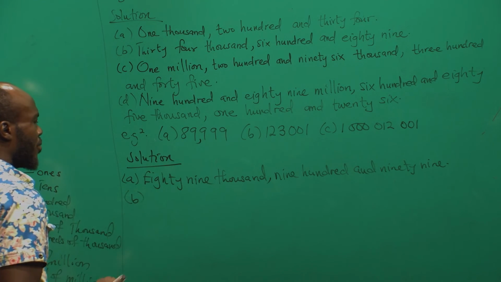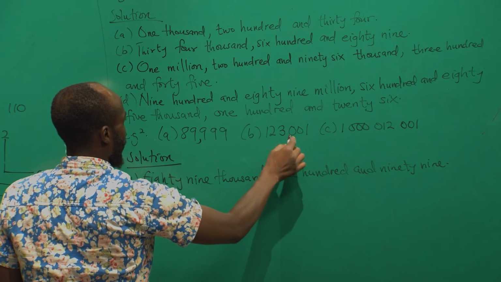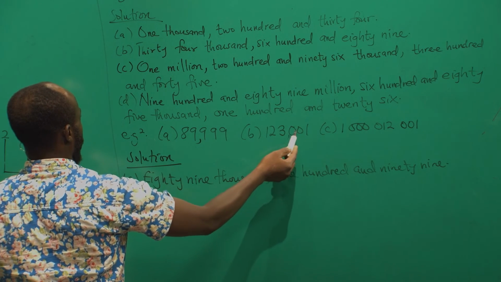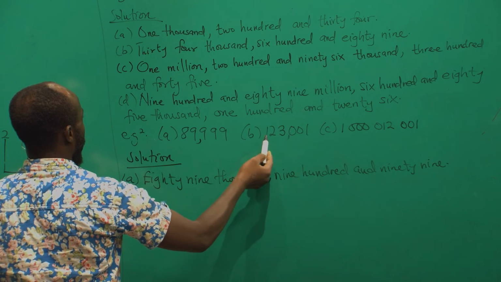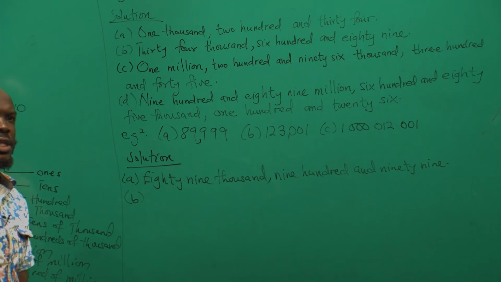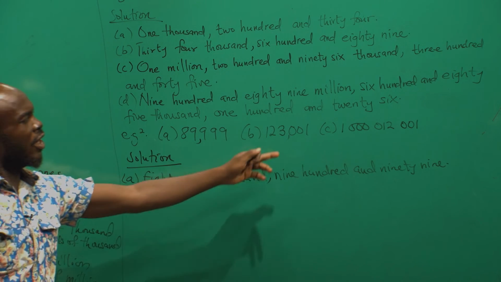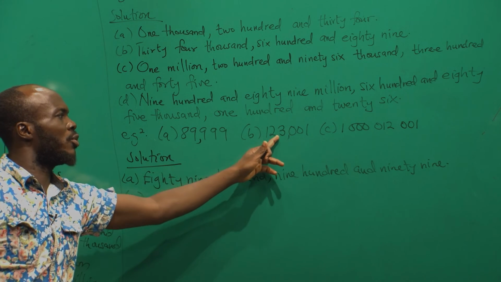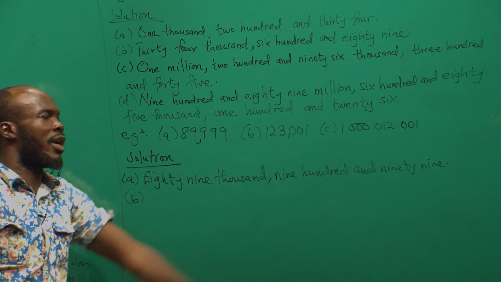Then the B, 1, 2, 3, then 1, 2, 3. So ones, tens, hundreds, thousand, tens of thousand, hundreds of thousand. So this means that 123,000, then all here is 3, that is 0, 0, and 1. So 123,000 and 1.